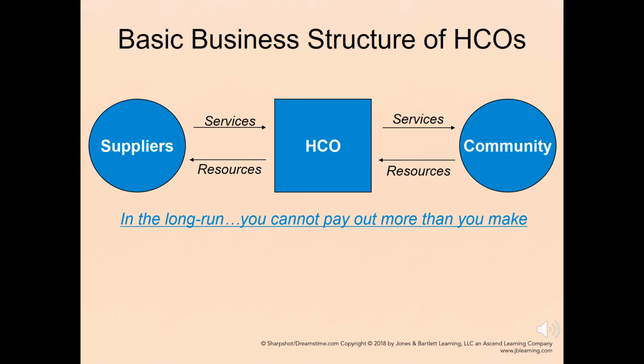Here's an illustration of a basic business structure for an HCO. The HCO in the middle consumes resources, so it needs to receive supplies from a supplier. The supplier provides those services to the HCO. The HCO in turn uses those and provides services to patients, to the community, who are the consumers of resources at the hospital. So you can see the supplier provides services to the HCO, which provides services to the community. The community is the one consuming the resources.